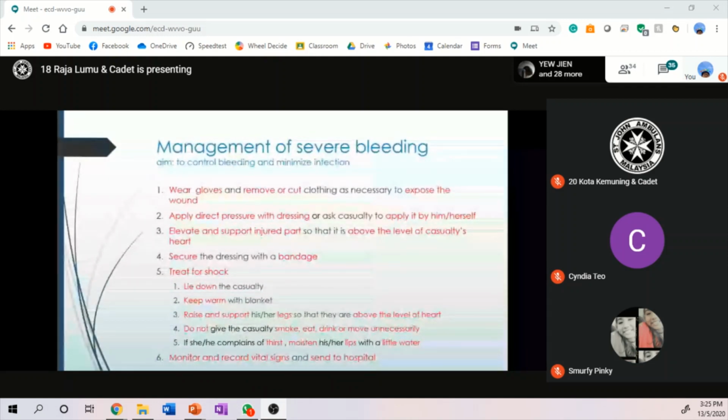First, of course, wear gloves, and remove or cut clothing as necessary to expose the wound. If something is covering the wound, because it is bleeding, the cloth gets in the way, then you cut it. Don't let the cloth get in your way. Second is apply direct pressure with dressing or ask the casualty to apply it by him or herself.